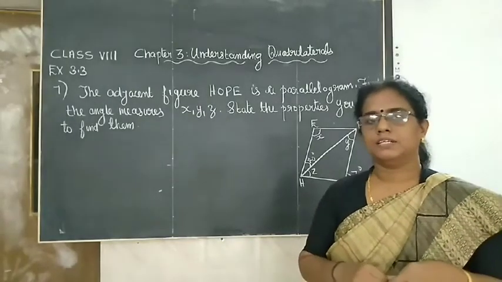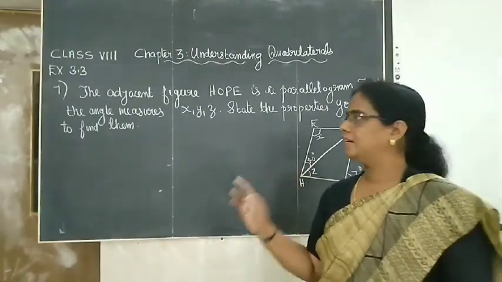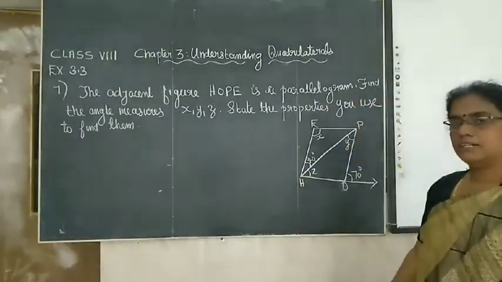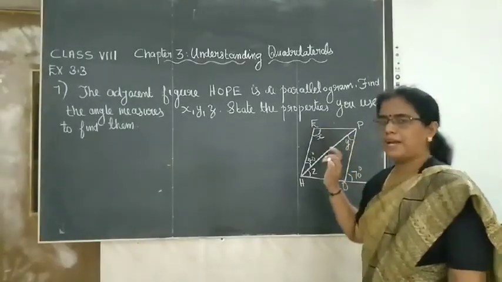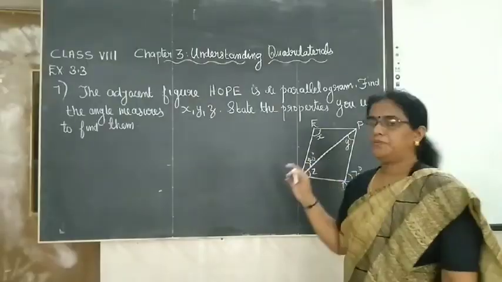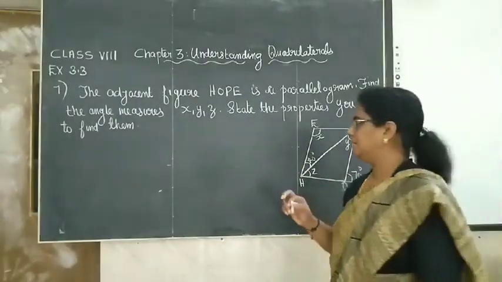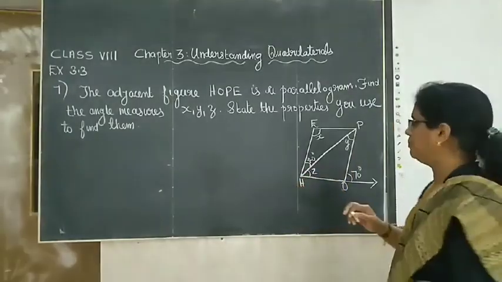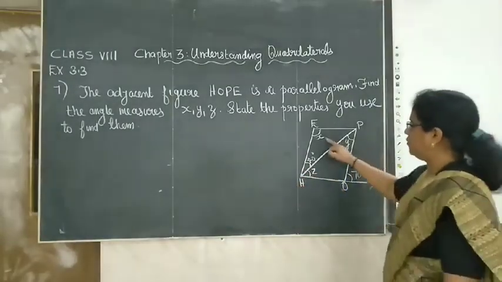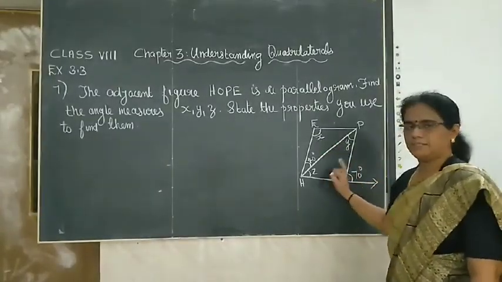Now we will discuss exercise 3.3, question number 7. That is, the adjacent figure HOPE is a parallelogram. We have to find the angle measures X, Y and Z. Also state the property used to find them. So here we have to find these three angles X, Y and Z.